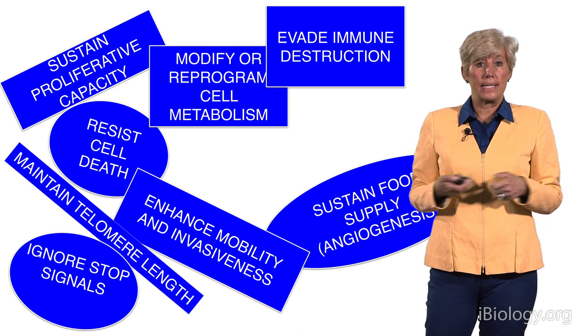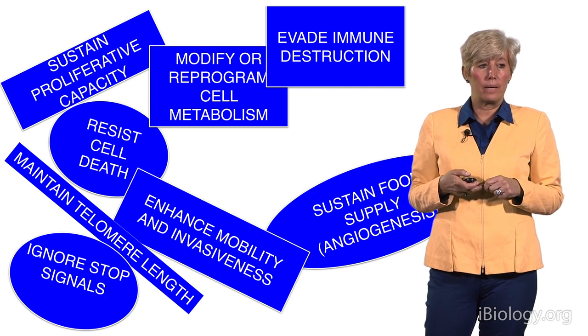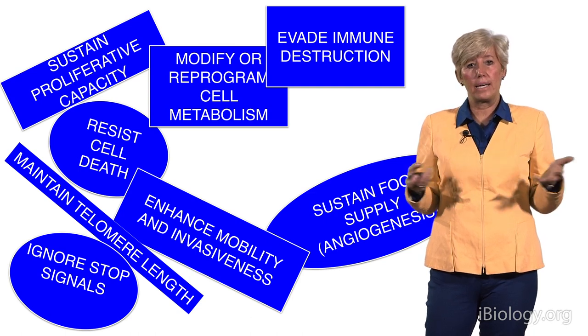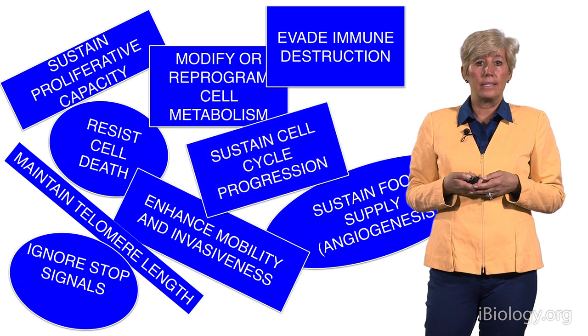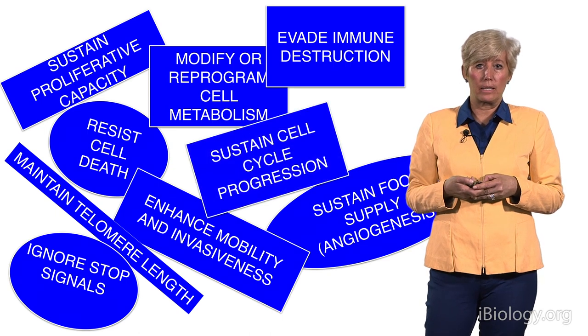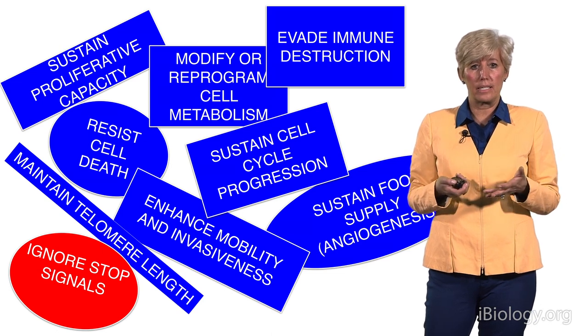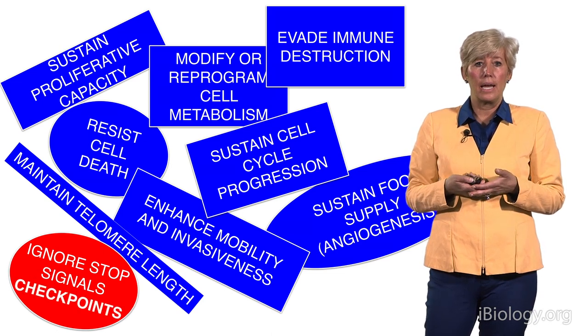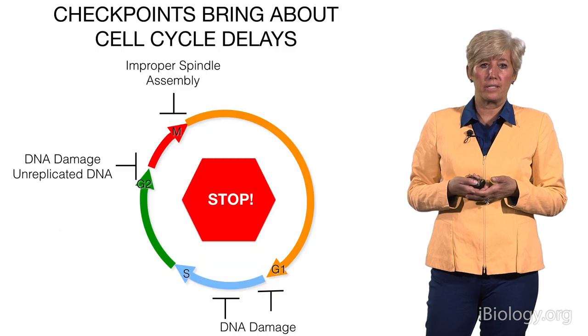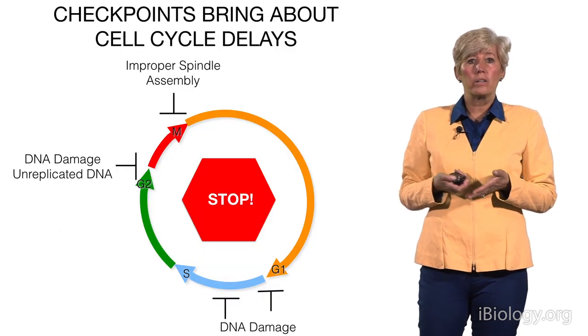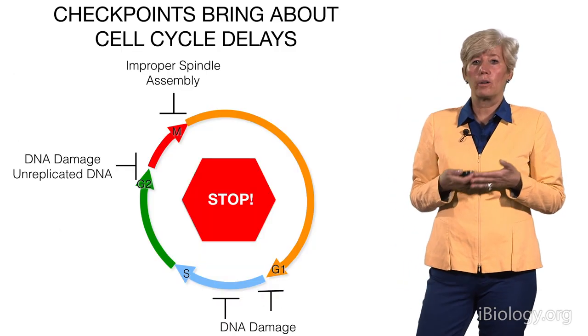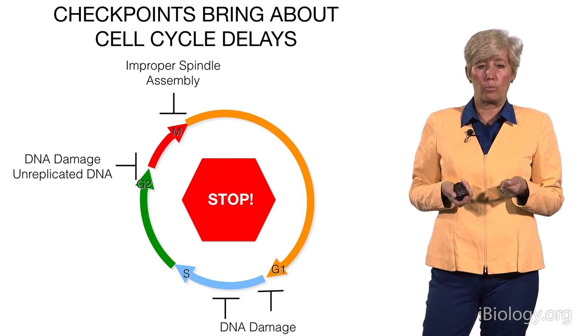They also want to maintain their telomere length. This gives them the ability to divide ad infinitum, and they want to sustain their cell cycle progression. So we're going to be talking about introducing the concept of ignoring stop signals, and this is the concept of checkpoints. So what are checkpoints? Checkpoints, again, are basically signal transduction pathways.